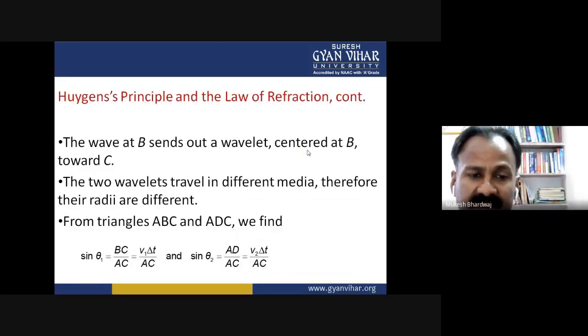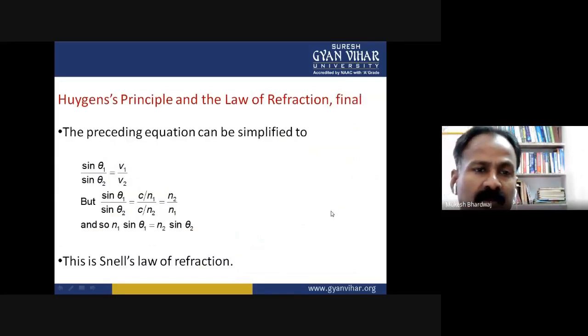In triangles ABC and ADC, we find that sin theta 1 equals BC by AC equals V1 delta upon AC, and sin theta 2 equals AD by AC equals V2 delta upon AC. The preceding equations can be simplified to sin theta 1 upon sin theta 2 equals V1 by V2, but sin theta 1 upon sin theta 2 is also written as N2 by N1. And so N1 sin theta 1 equals N2 sin theta 2. This is known as the law of refraction, or Snell's law of refraction.